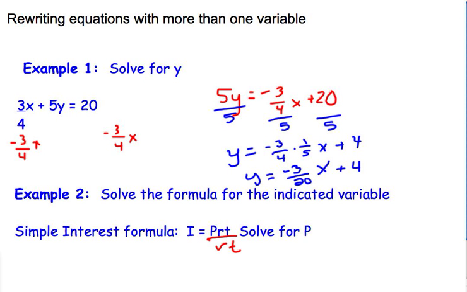If I do it to one side, I've got to do it to the other, right? What happens to the r and t on the left-hand side? Right, they cancel out. That r and t cancel out to be 1, and 1 times p is p. So now I've got p, and I'm just going to write it on this side. Flip sides. And then I have the interest divided by the rate times time. And remember, you're treating the denominator. If you had actual numbers, you would do that first and then division.